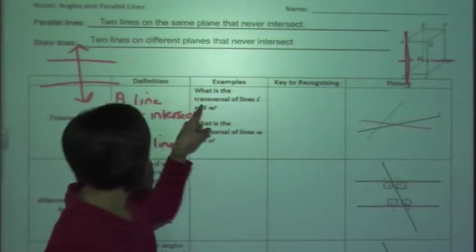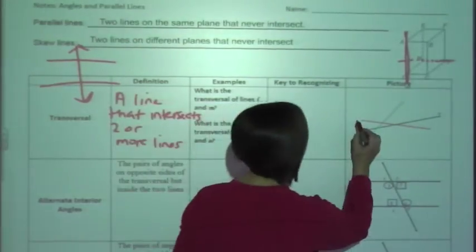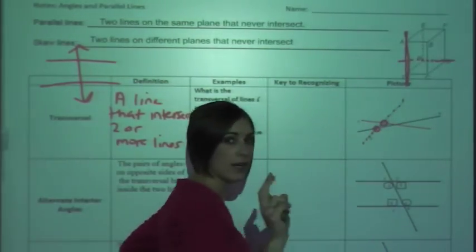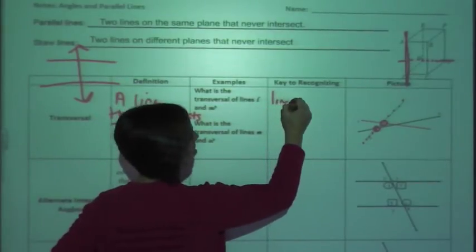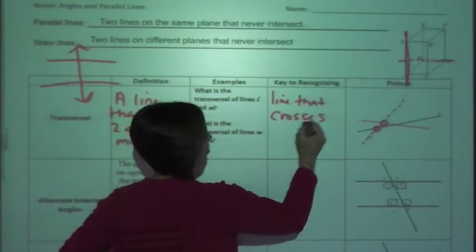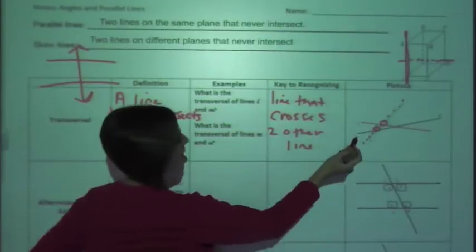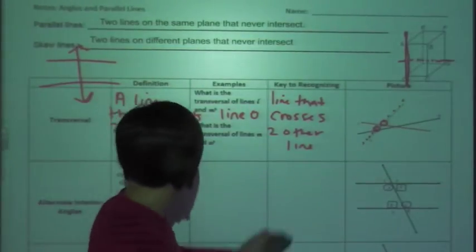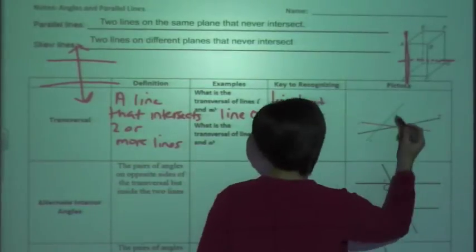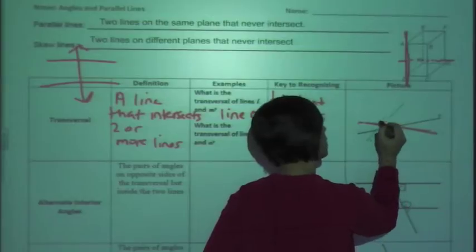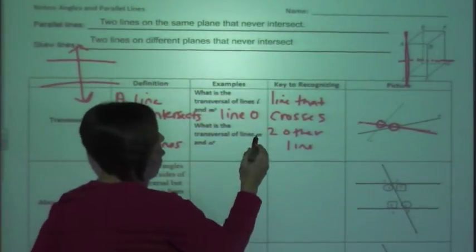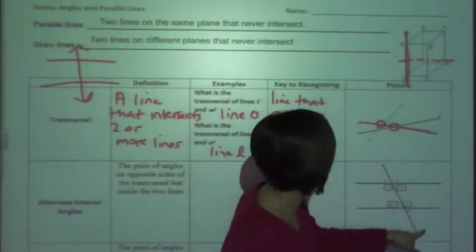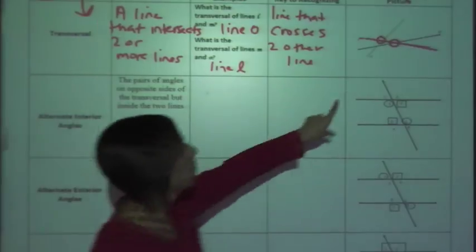So if we look at this picture right here, what is the transversal of lines L and M? Well, here's line L, here's line M, and if you notice, line O intersects both line L and line M in two spots. So we're looking for the line that crosses two other lines. And the transversal of line L and M was our line O. If we're looking for the transversal of M and O, well, here's M, here's O, and if you notice, line L intersects M and O each. So the transversal of M and O is line L. And the reason it's going to be important to identify a transversal is because we're going to have all these different angle relationships formed by a transversal.